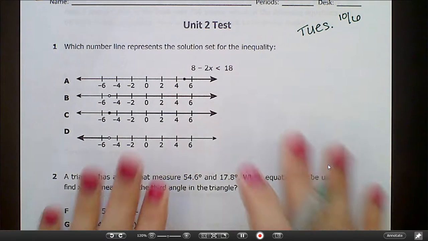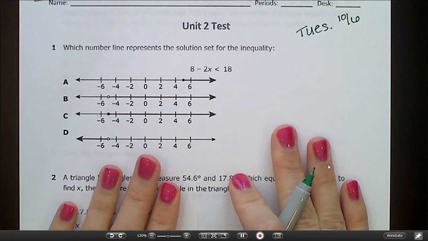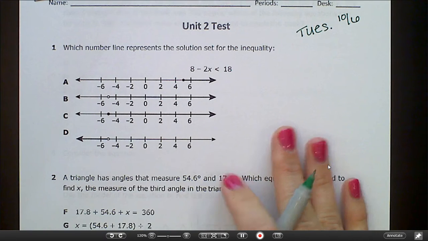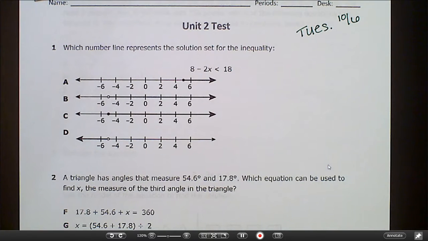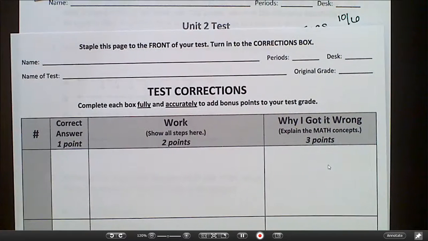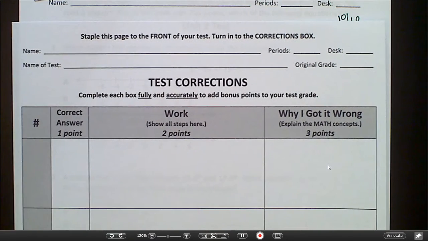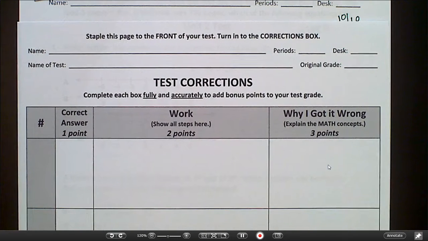You will need your original test, that way you know which questions you need to correct, and you will need a test correction form. And it looks like this, at least for my kiddos. It's front and back, and there's room on here for 10 problems to be corrected. And so if you need to correct more than 10 problems, just grab a second one of these and staple it on there and just keep working.